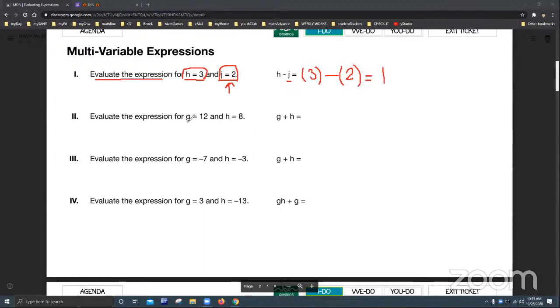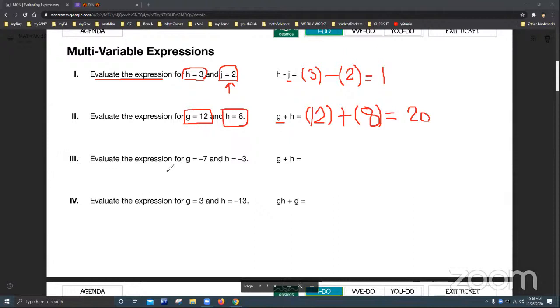It's the same thing for the second one. The first letter is G, and instead of G, you need to plug in the value of that letter, which is equal to 12, right? It's right here. It says G equals 12. So you're going to put 12, and there is a plus sign in between. And the second letter is H. Now think about what value you have. H is equal to 8, okay? So you're going to replace H with the number 8. And now you can evaluate this expression, which is add them up. 12 plus 8 becomes 20, okay?